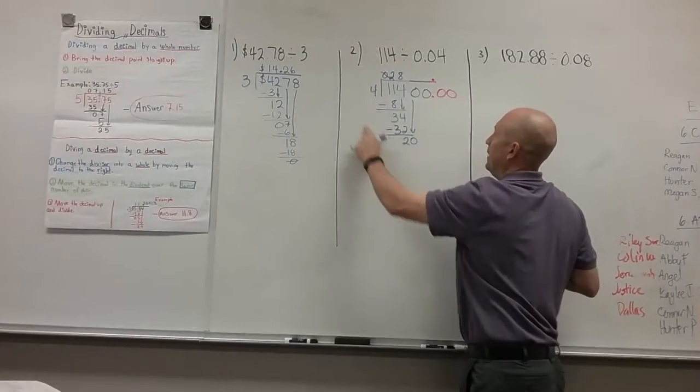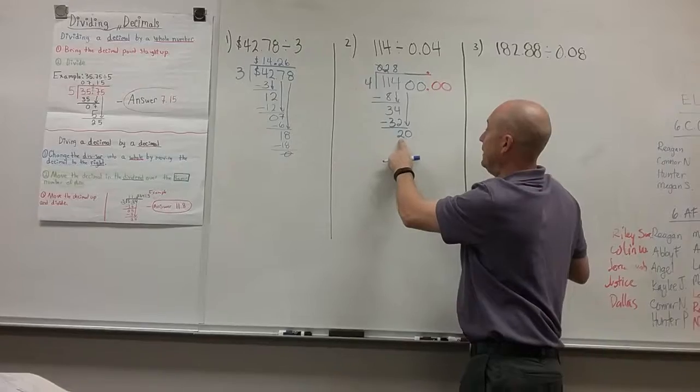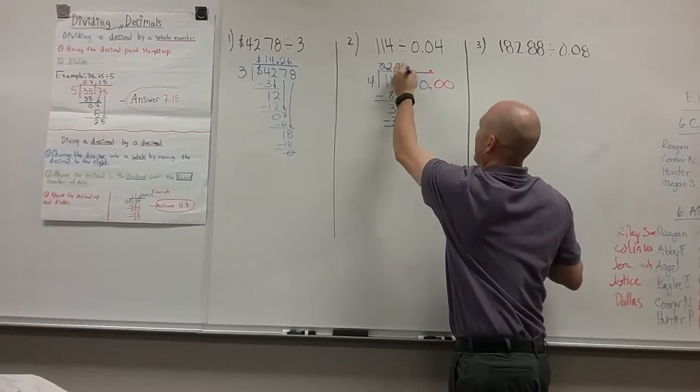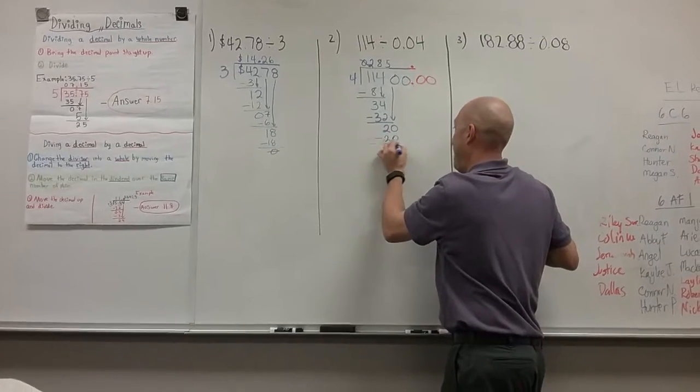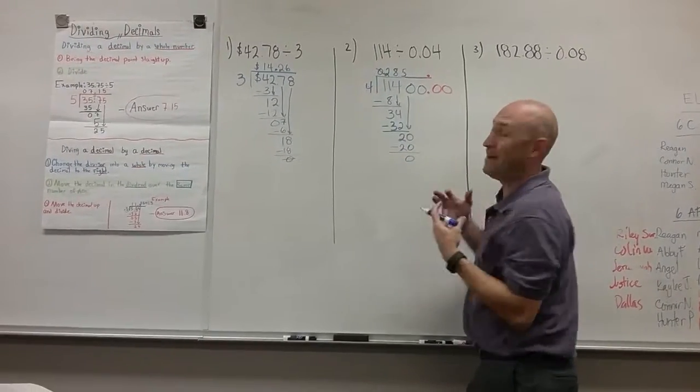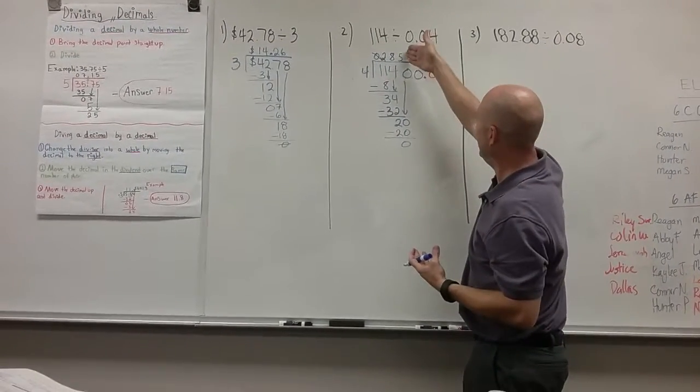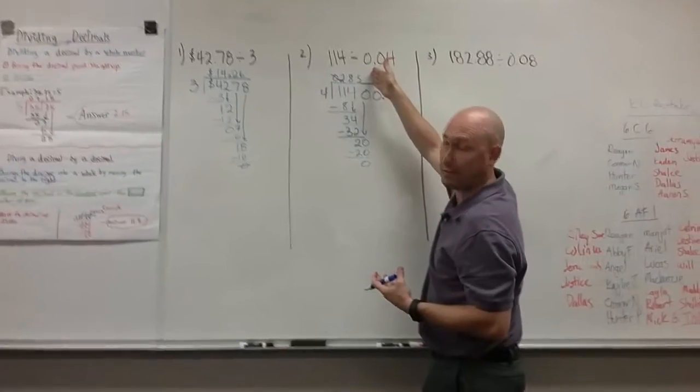Bring down my 0. How many 4s go into 20? The correct answer is 5. 5 times 4 comes out to 20 exactly. I have nothing left over, but I'm not finished here. I still have place value spots with zeros.